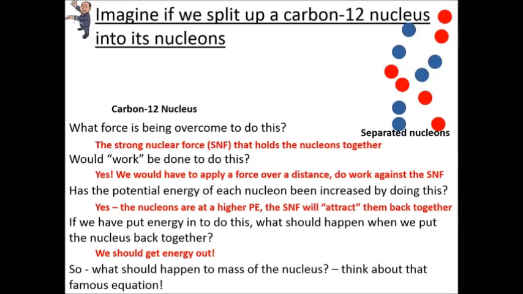So what should happen to the mass of the nucleus? Think about what we talked about last lesson, E equals mc squared. Well, it will decrease. Remember, when you put the nucleus back together, if energy comes out, therefore the mass decreases. So the mass of the separated nucleons is more than the mass of the nucleus. That is absolutely key to today's ideas.